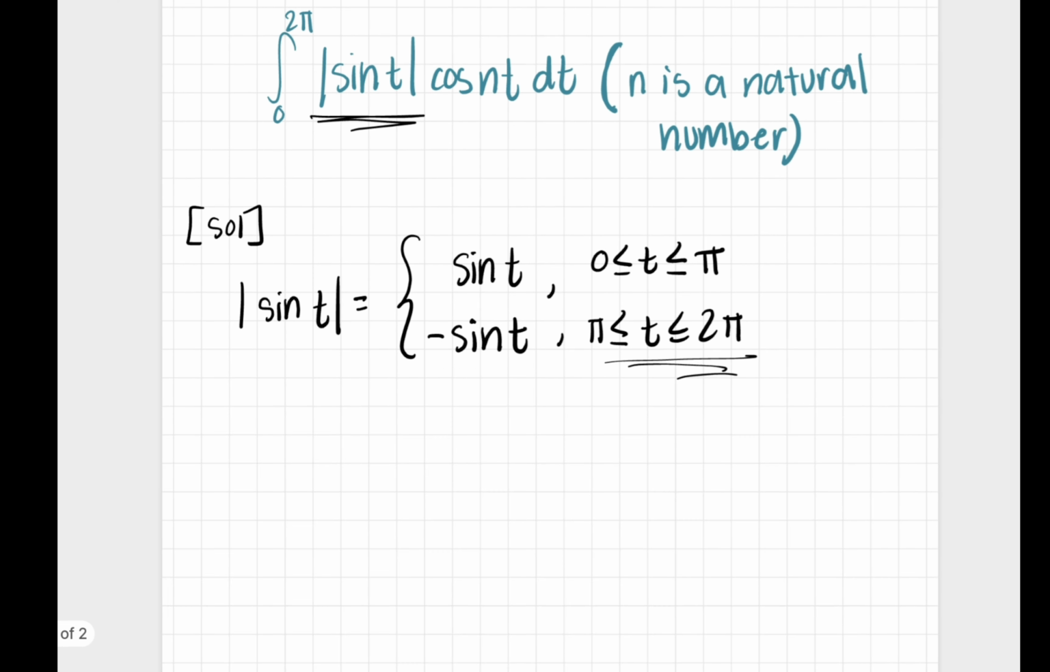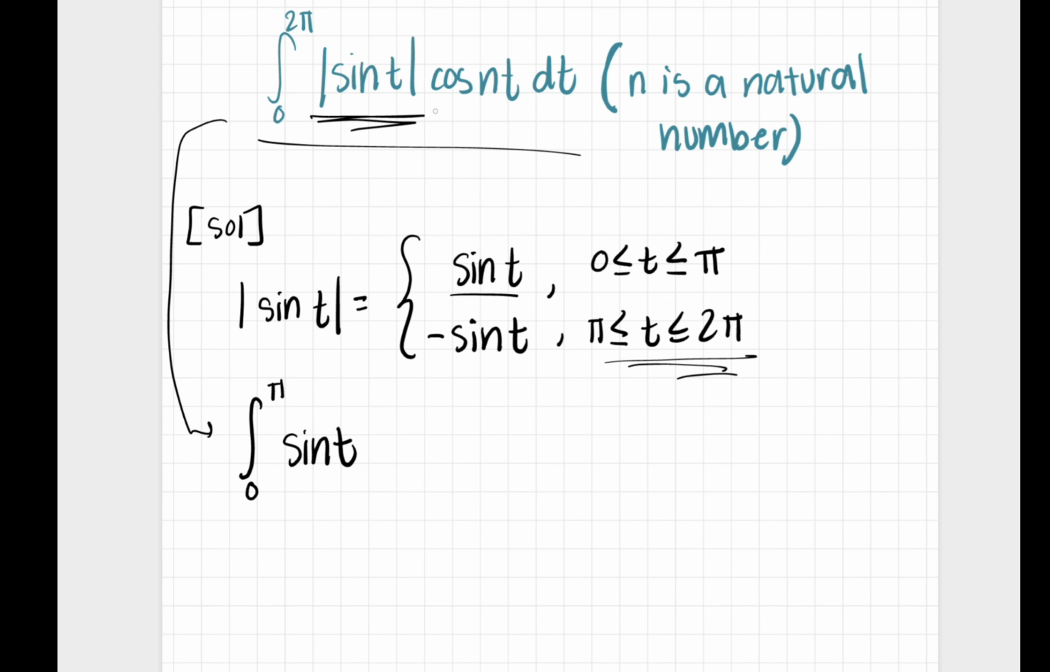Now we have to incorporate this absolute value into this integrand. So let's do that. What do I mean by that? Well, from 0 to pi, we know that it is just sine t, so sine t, and let's leave the cos nt as it is, and then dt.